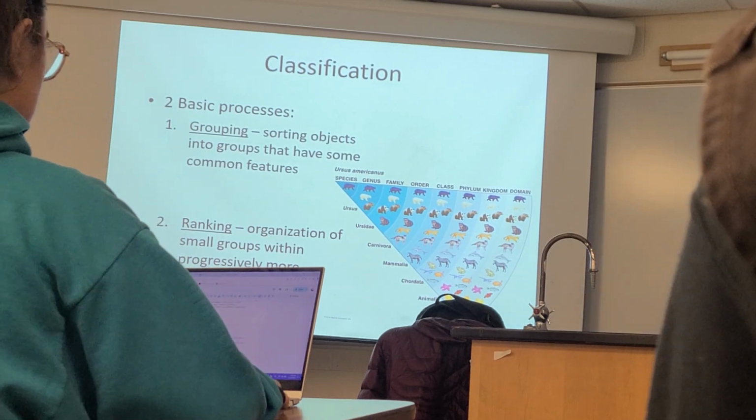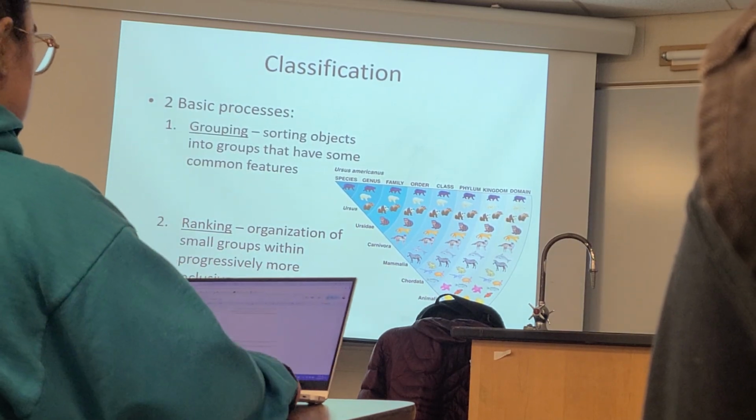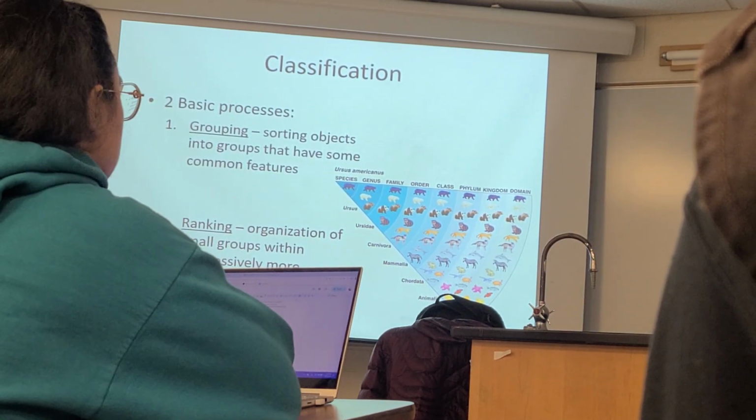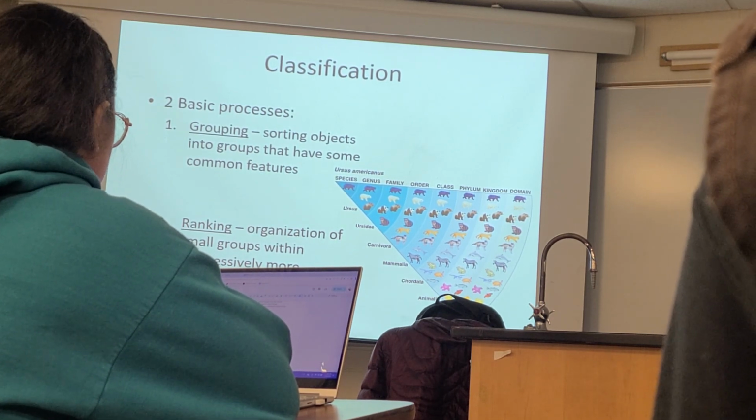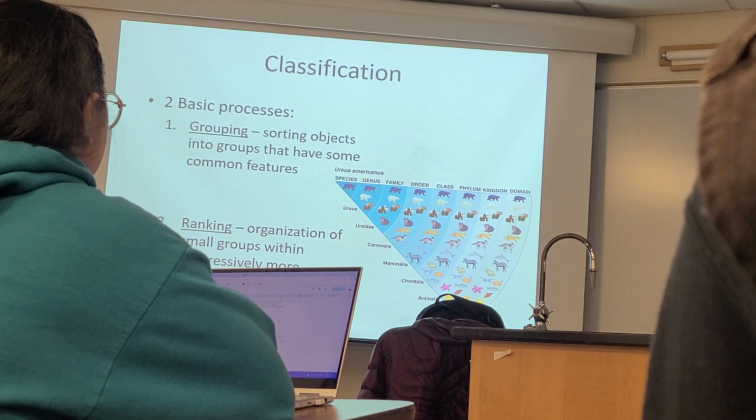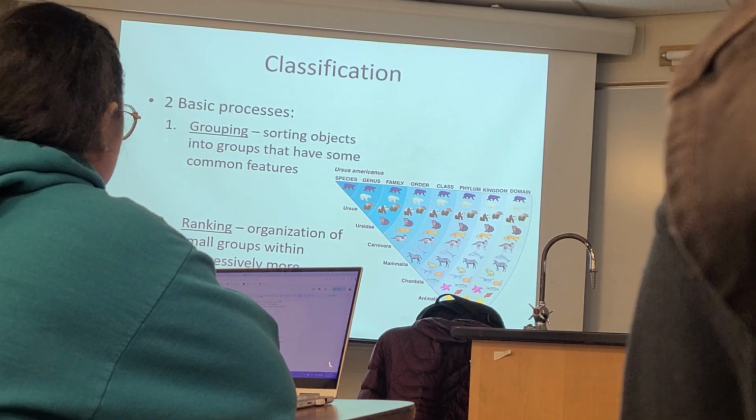And think of it like a country club. If it's exclusive, only a few people can become members of it. If it's inclusive, a lot of people can be members of it. Species is the most exclusive because there's only one species.